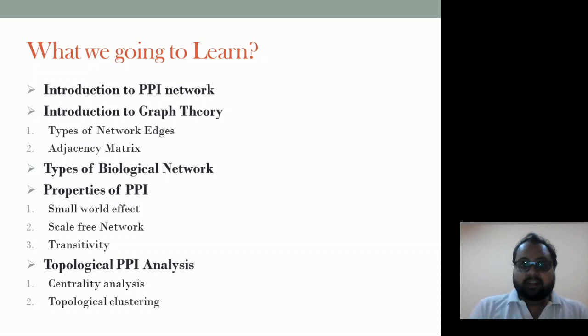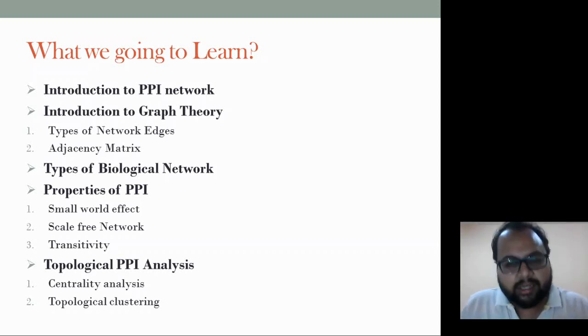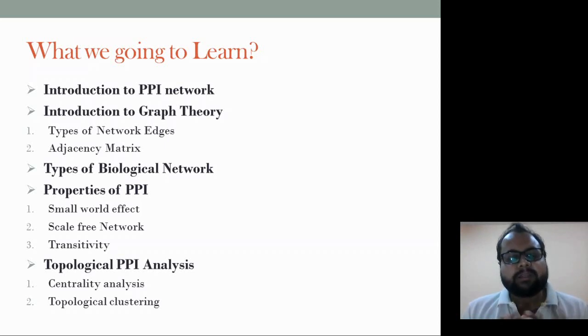Then in the third video we saw the properties of PPI. We saw three important properties: the small world effect, scale-free networks, and transitivity. Small world effect is nothing but the closest connection between two nodes in the network. Scale free is how various other nodes come together and become a part of a hub protein, through preferential attachment. Transitivity is nothing but small clusters, and how these clusters help us with biological analysis. In this last video, we saw topological PPI analysis, with two important analyses: centrality analysis and topological clustering.